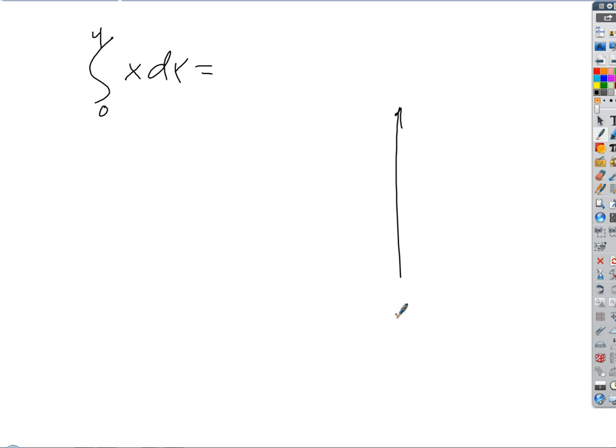How come? Good question. That's the area right there, isn't it? That we're looking for. It's just the area under y equals x from 0 to 4. Half base times the height. Okay? No big deal. So that answer's 8.